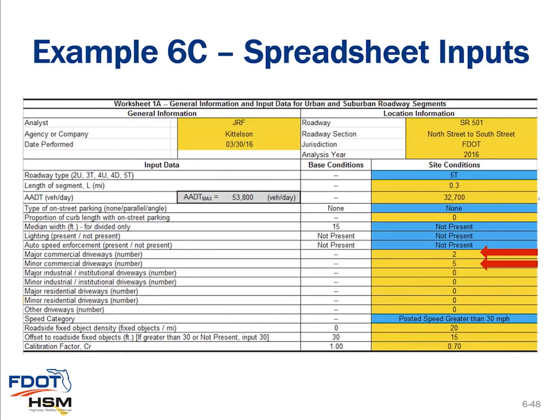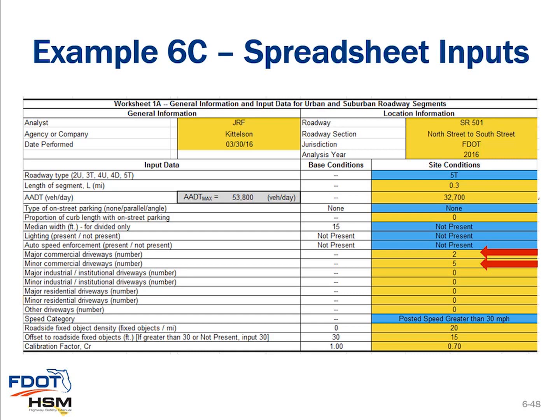First of all, let's look at our example 6C spreadsheet inputs. The first thing I want to emphasize is, save your results from example 6B. Save your results and then go through and make the modifications, because most of this data doesn't change. In this case, the only thing you're changing is 2 cells. You're going through and changing the major commercial and minor commercial driveways, and you can see those where the red arrows are. We've changed them to 2 and 5. Everything else stays the same.